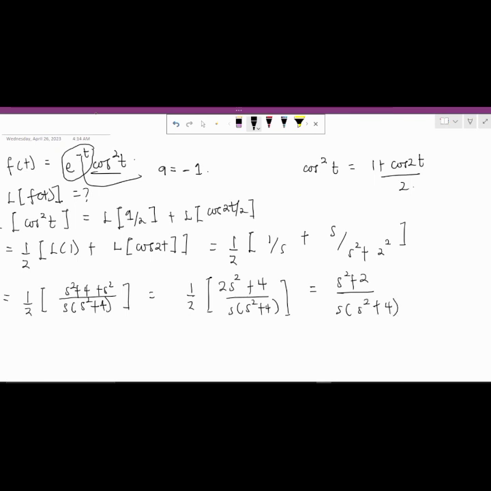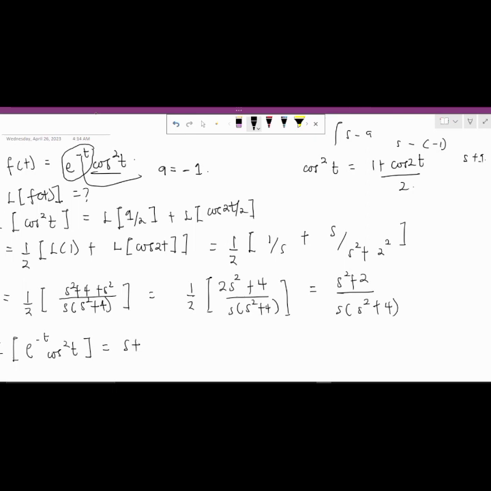So now that we are done, and the fact that we have realized that our a is minus 1, we simply replace every occurrence of s here with what? S minus 1. But remember that it's usually s minus a. So now we need to be very careful. That's going to be s minus a, which is what? Minus 1. So we are actually replacing s with what? S plus 1.